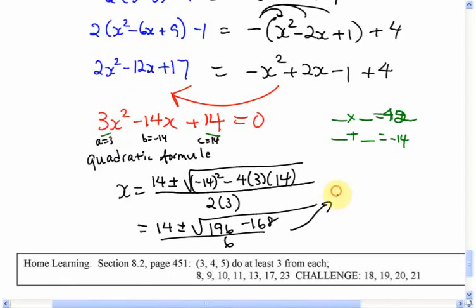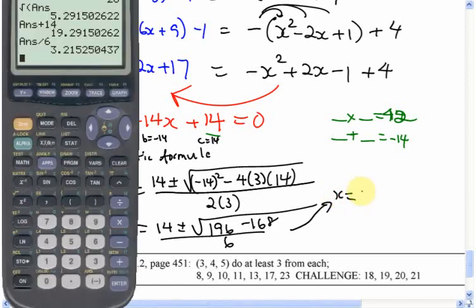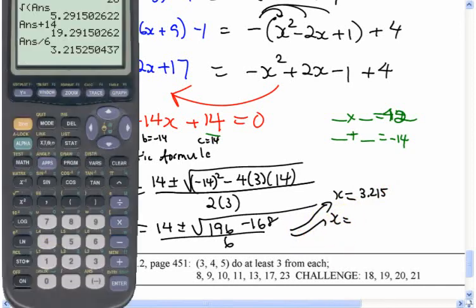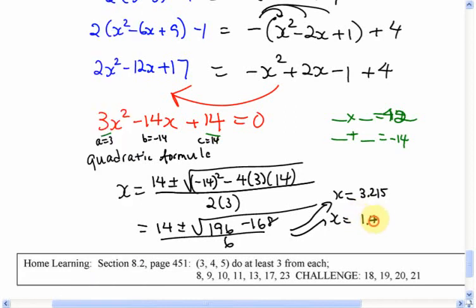Add to that 14, divide by 6. How about one answer for x of 3.215? And another answer for x, taking the negative: 14 minus the square root of 28, now divide by 6, 1.451. Okay. Don't forget you're still not done because you're solving a system of equations.